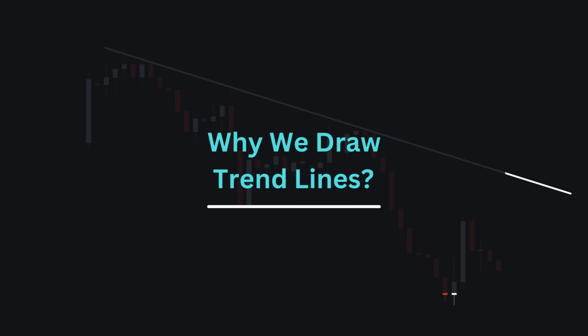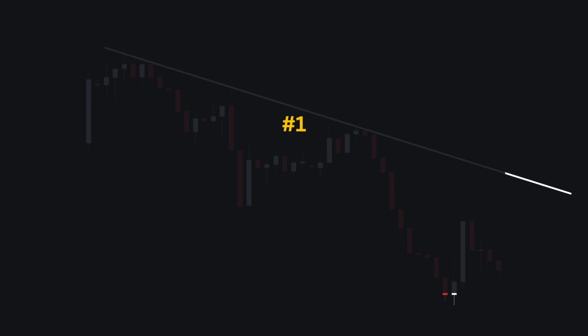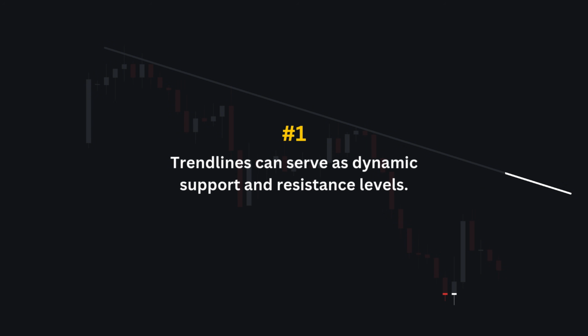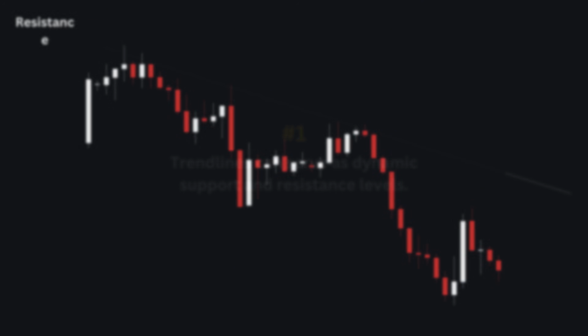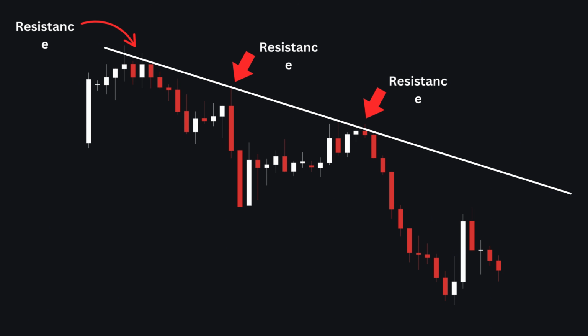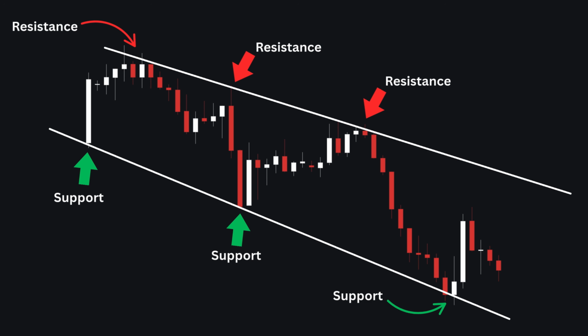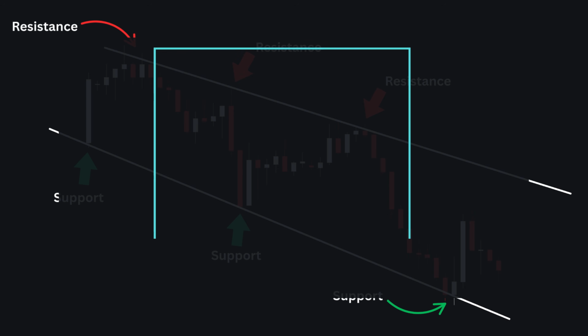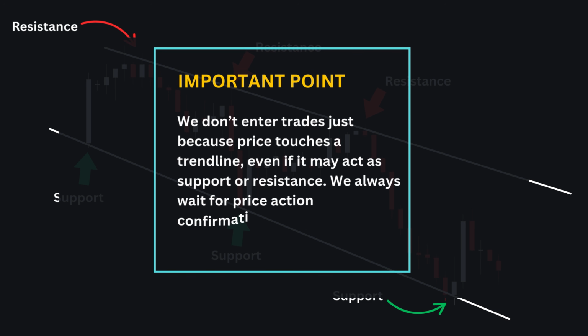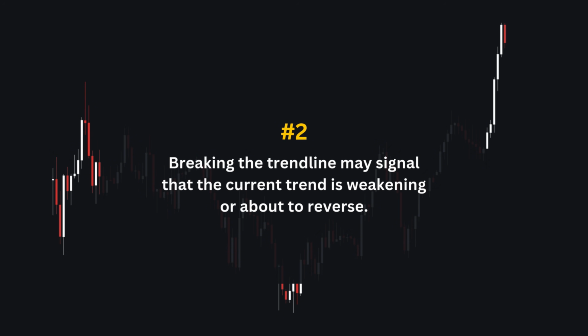But here's another question. Why do we draw trend lines? The first reason is that trend lines can serve as dynamic support and resistance levels. Here we can see that the upper trend line acts as resistance when price taps on it. And the bottom trend line acts as support when price taps on it. Here's an important point. We don't enter trades just because price touches a trend line, even if it may act as support or resistance. We always wait for price action confirmations along with other confluences. And the second reason to draw a trend line is that breaking the trend line may signal that the current trend is weakening or about to reverse.